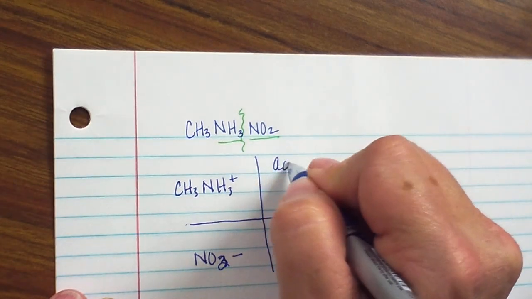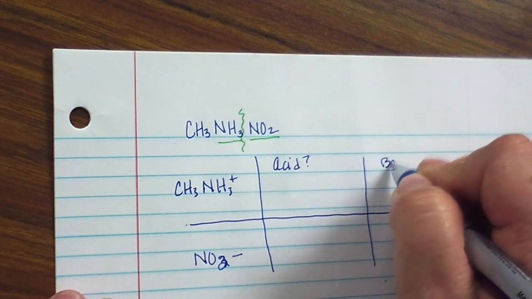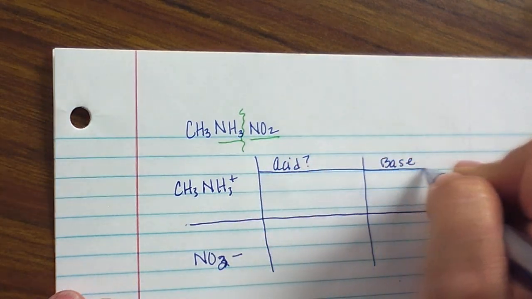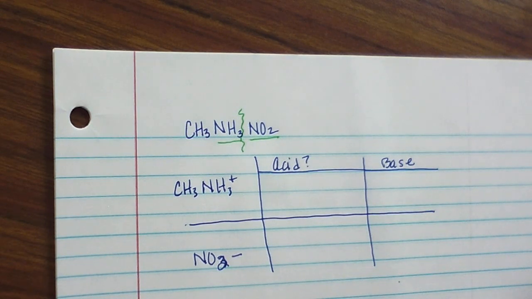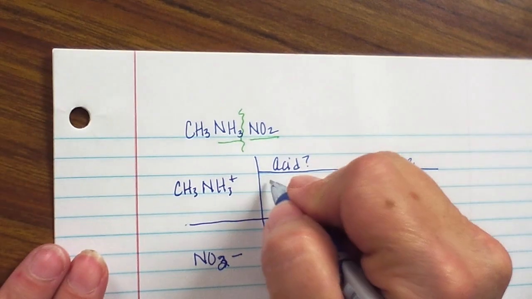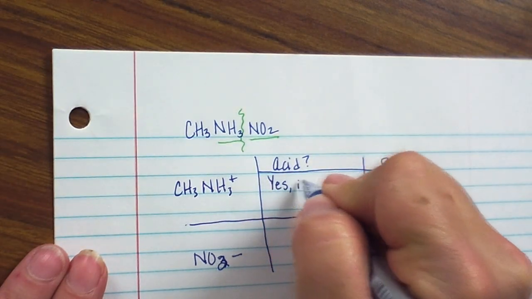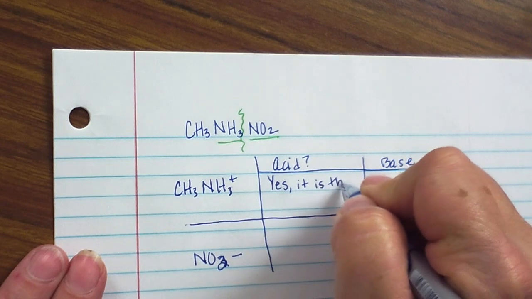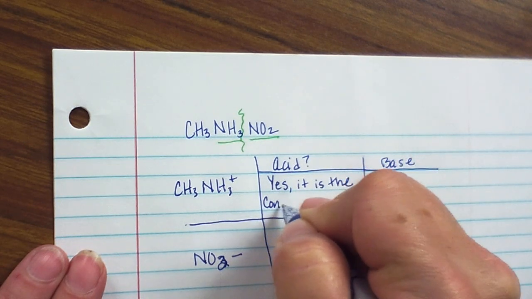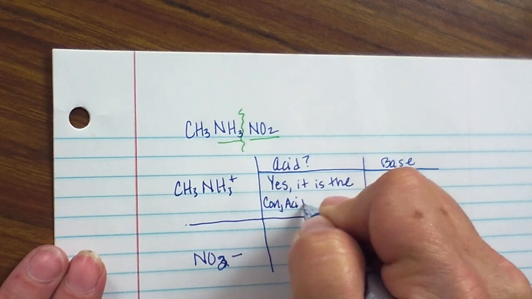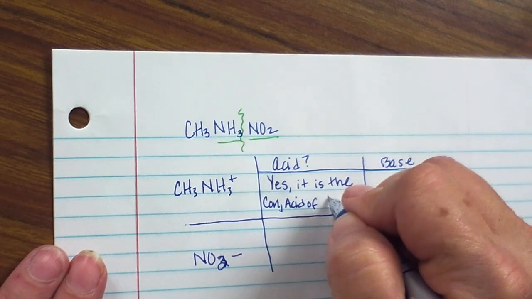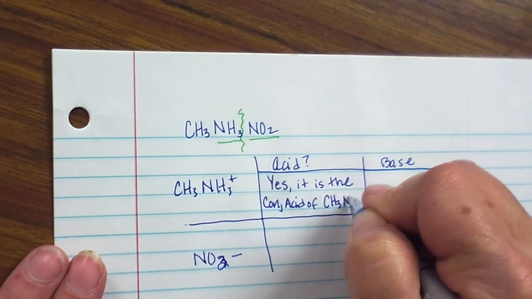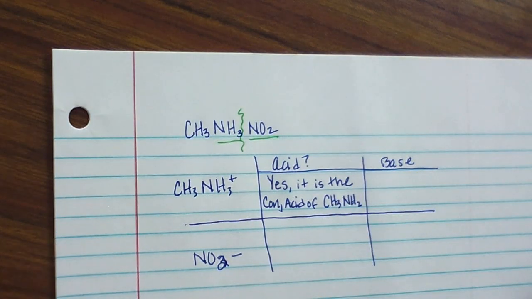Okay, so acid, base. All right, here we go. So does this have hydrogens to donate? Yes, it does. It is the conjugate acid of CH3NH2, right? When it adds a hydrogen on top of that, it becomes NH3.